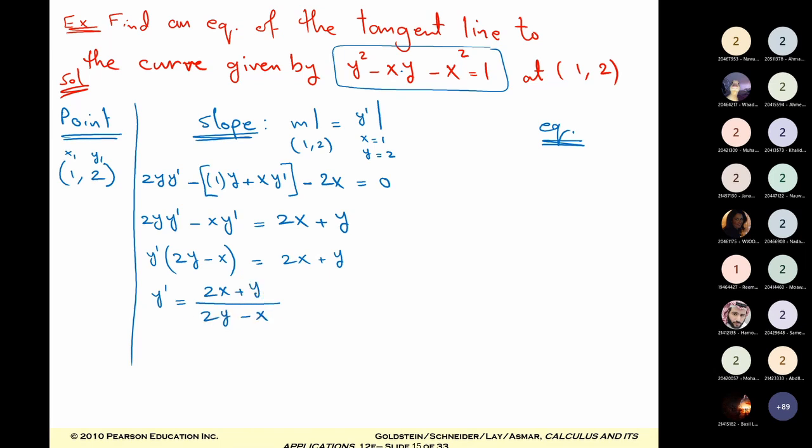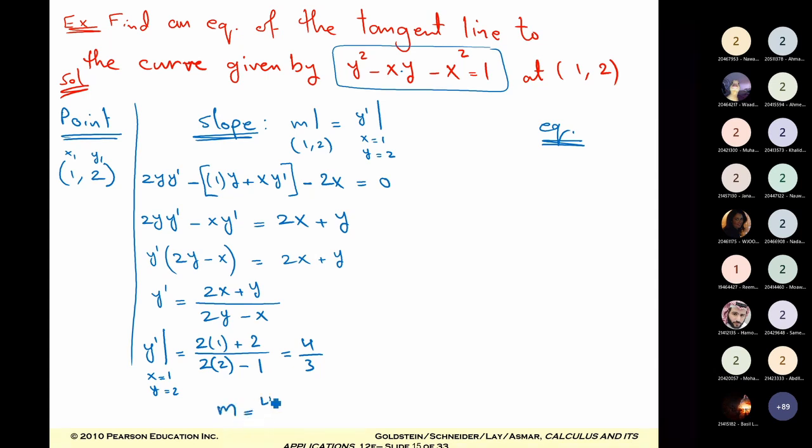Now, find the slope at the point 1, 2. What's the meaning of 1, 2? Substitute x equal 1 and y equal 2. This is the point. So we have 2 multiply 1 plus 2 over 2 multiply 2 minus 1. This is equal 4 over 3. So the slope equal 4 over 3.